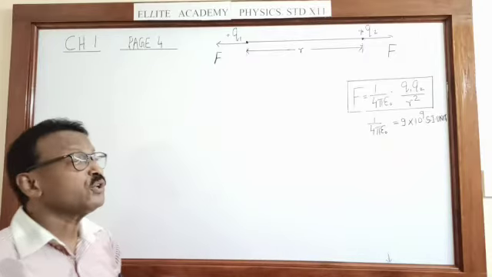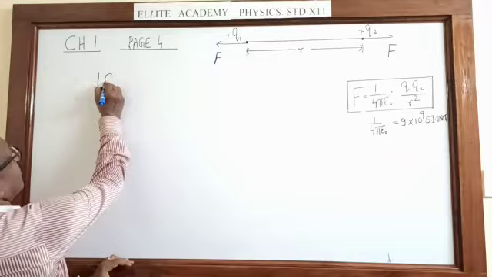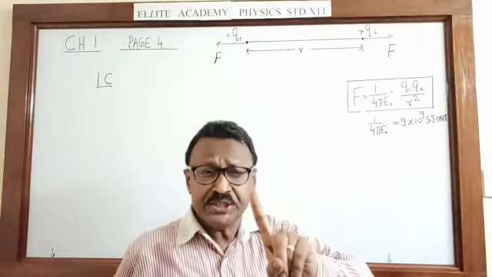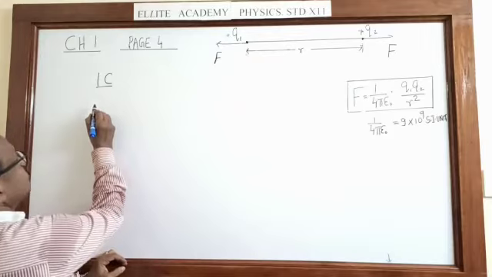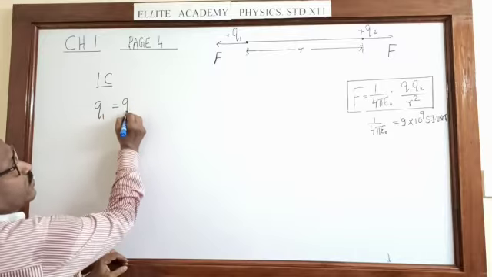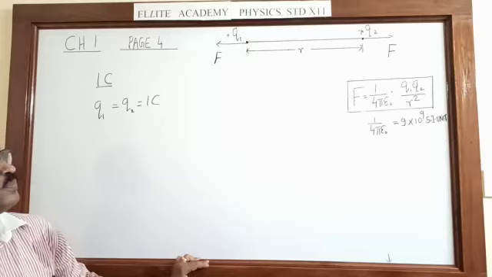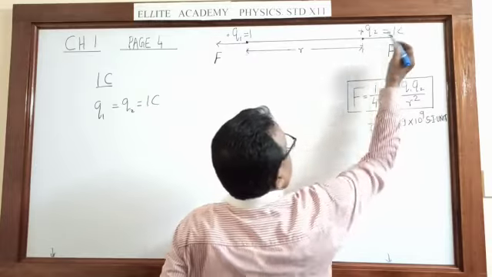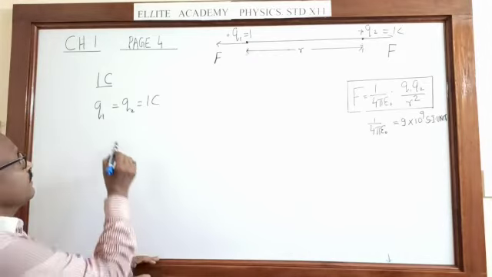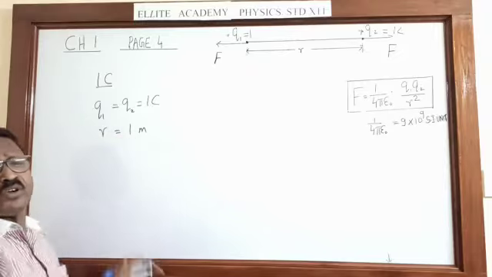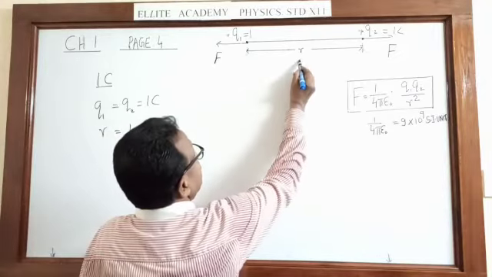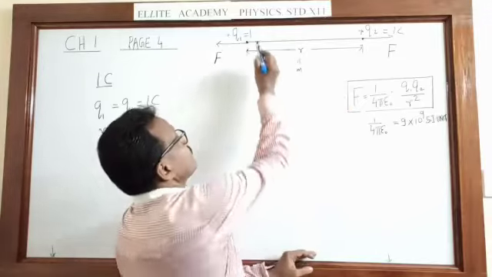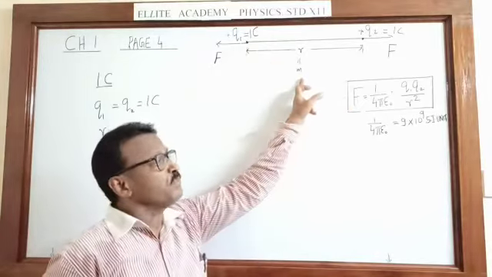How to define 1 coulomb? 1 coulomb we want to introduce. For that we assume the charges are both equal to 1 coulomb. Possible. Let us assume Q1 equal to Q2 is equal to 1 coulomb. So our Q1 will become 1 coulomb, Q2 will become 1 coulomb placed in air. Assume distance R is also 1 meter. Situation: 2 point charges, 1 coulomb each, separated in air by distance of 1 meter.